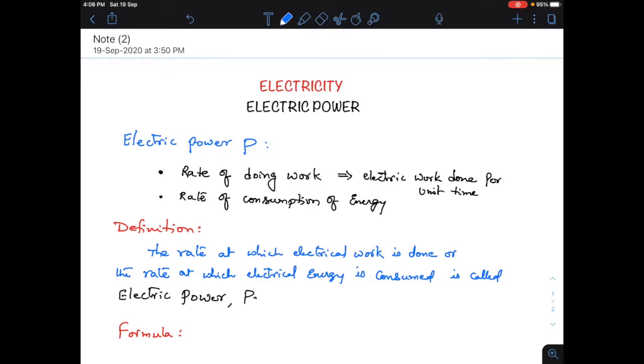When an electric current flows through a conductor, electrical energy is used and current is doing the work. The rate of doing the work, that is work done per unit time, or energy used. So, rate of consumption of energy is what is called electric power. Now, let us define what is electric power. The rate at which this electrical work is done and the rate at which electric energy is consumed is called electric power.